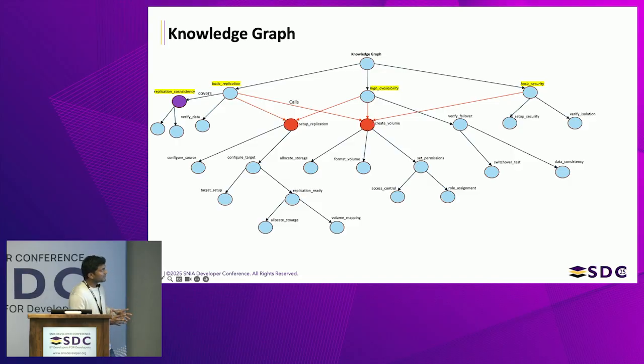When it comes to the functions, the ones highlighted in orange are the functions that are shared between multiple tests. For example, here in the slide, if there is an impact in setup replication, then the impact is on both the high availability test and also the basic replication test. This also helps us understand the impact of one failure over other test cases.